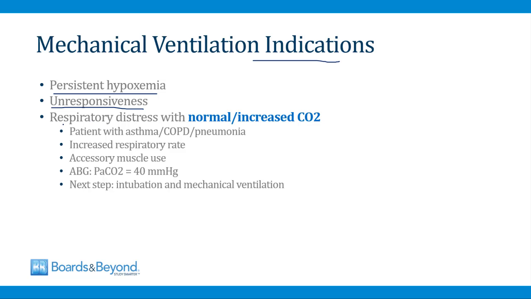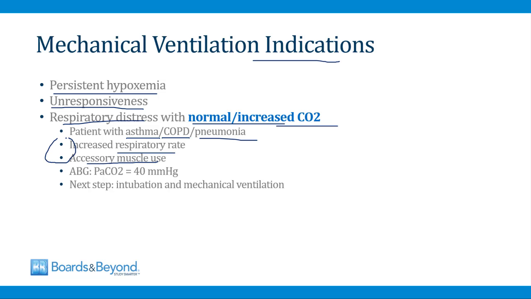And then finally, a super high yield indication for mechanical ventilation, one that will certainly come up in your board exams, is respiratory distress with normal or increased carbon dioxide level by ABG. When patients have any respiratory disorder, be it asthma, COPD, or pneumonia, or heart failure, they will develop an increased respiratory rate, and if they have a severe respiratory problem, they can even begin using their accessory muscles.